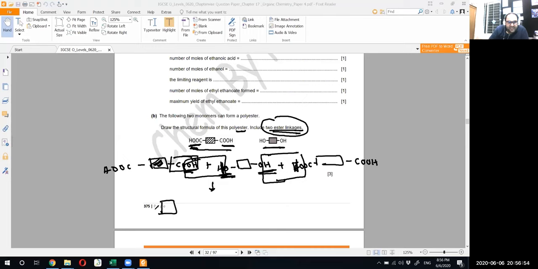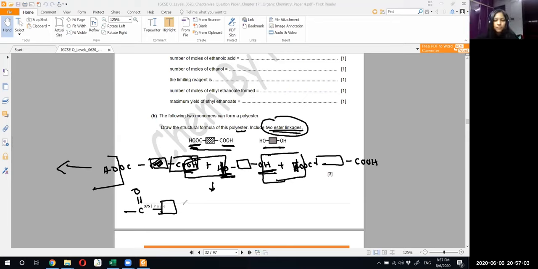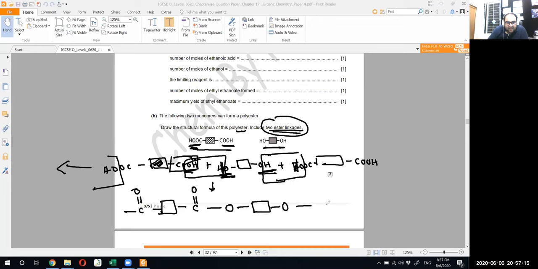So then we draw this: a C double bond O, and then this O is also going to go away. And then we have a C double bond O, which is going to directly get linked to O. And then we have the alcohol part. And again, we have the C double bond O part, and then again a C double bond O. I'll just differentiate them with different colors. This is purple, this is purple, this is also purple. And suppose this is green. This is green.